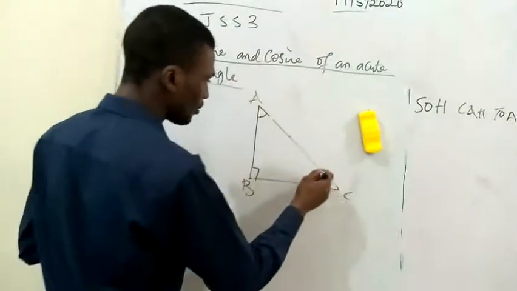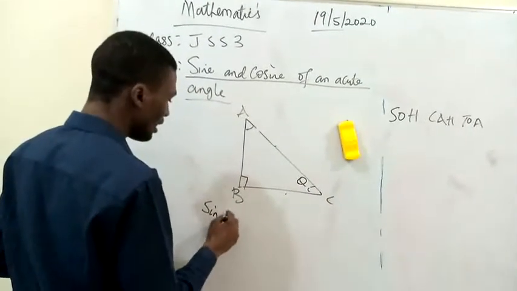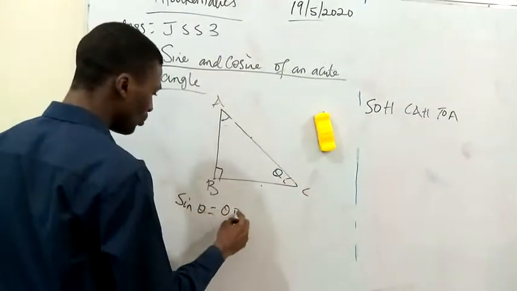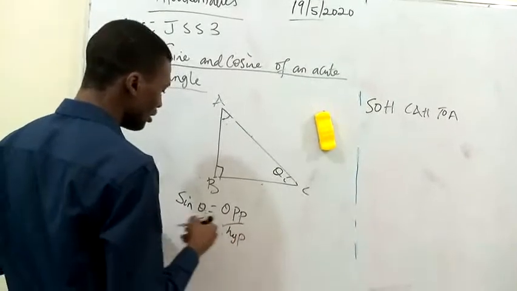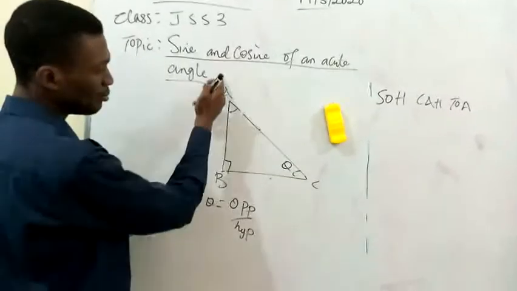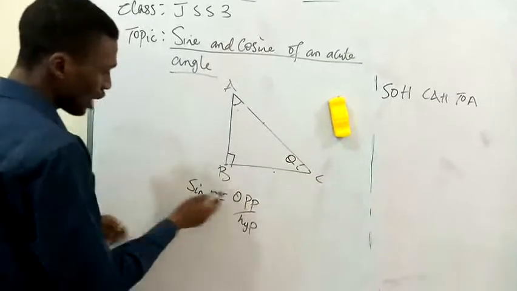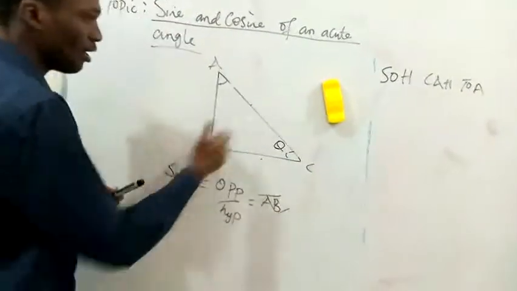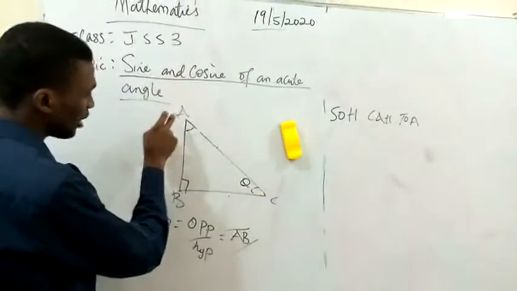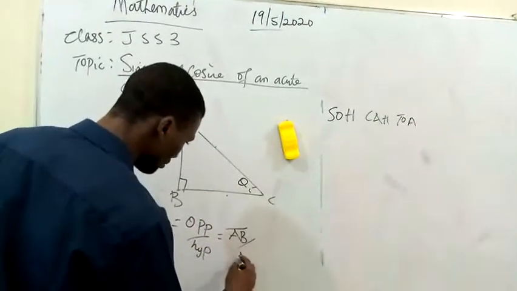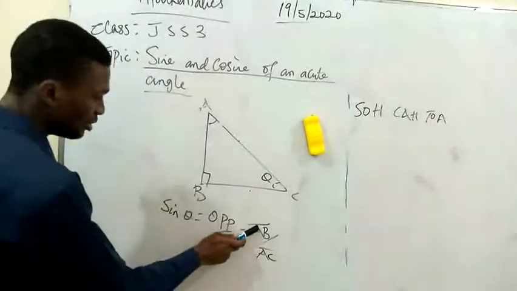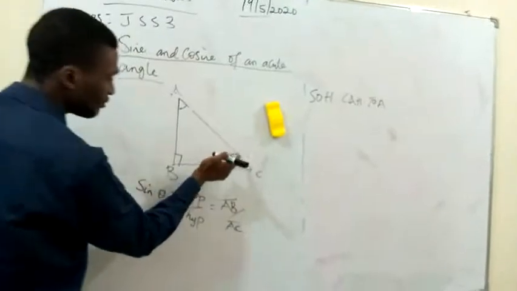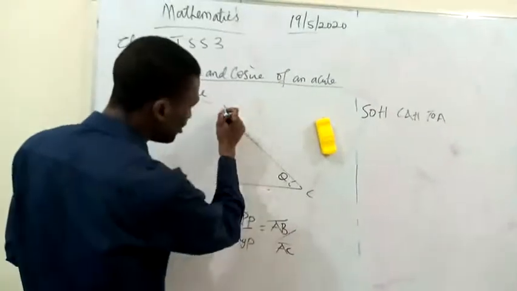In triangle ABC with angle theta, sin theta is given as opposite over hypotenuse. Our opposite is line AB, because it's the side opposite our angle theta, and our hypotenuse is line AC. So sin theta, which is opposite over hypotenuse, is AB all over AC.